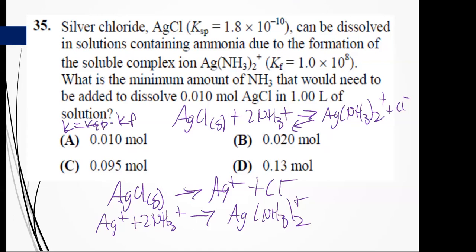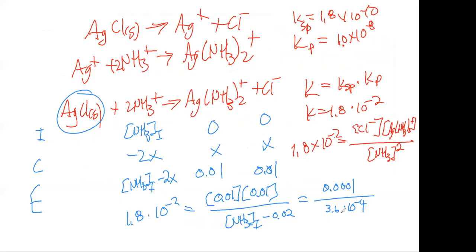But isn't AgCl a solid? So AgCl is a solid, so that's why we're not including it in our ice table. What we're saying is that when all of that AgCl dissolved, then it would make so much Cl ion, right? And because of 1-to-1, then if we know how much AgCl dissolved, then we know how much Cl minus we should have.